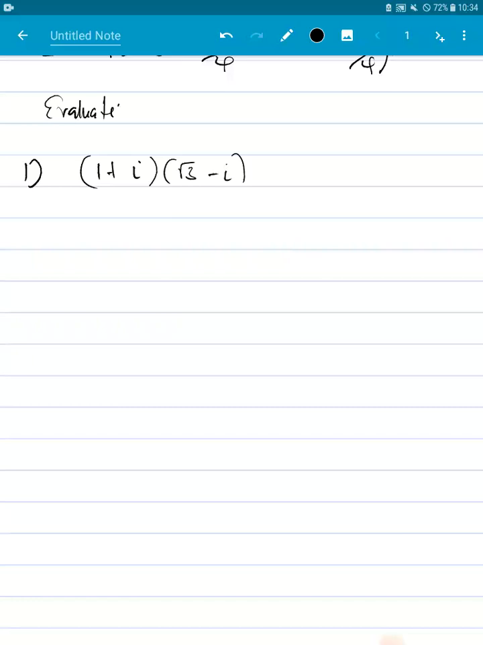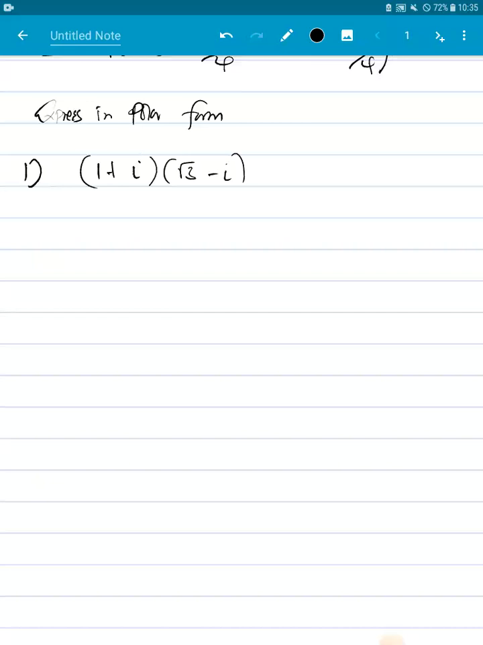Now, what if I don't say evaluate, but I say express in polar form? To express it in polar form, like I said, you can multiply, then you get a single complex number, or you can do them independently. It's still the same. If you multiply these, or you express this one in polar form and this one in polar form, you are still going to get the same answer. So let's take this one.